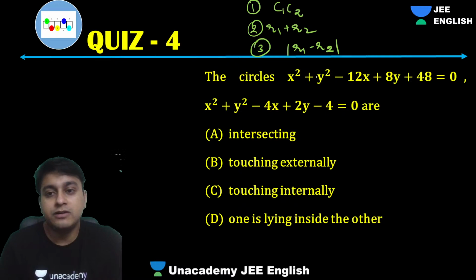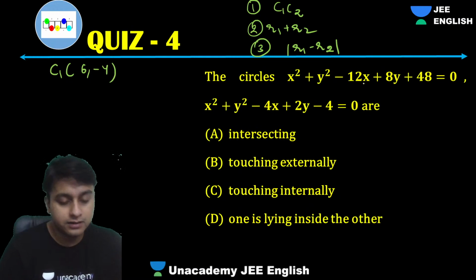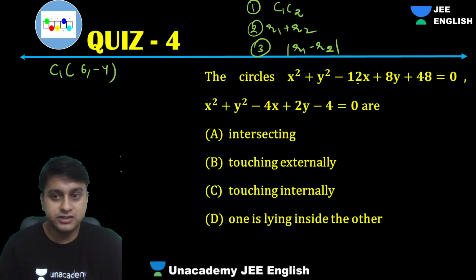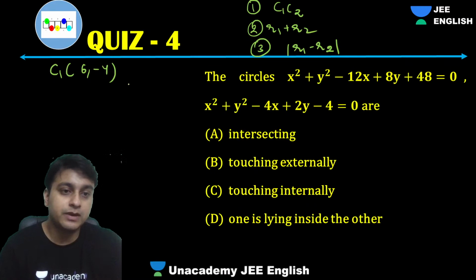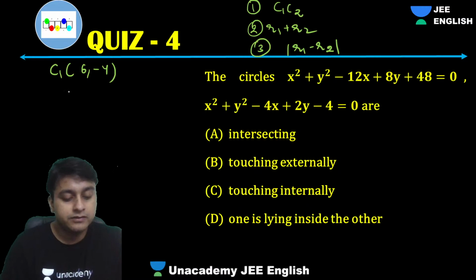So guys, let's calculate C1. C1, the center of the first circle, will be what? 6 comma minus 4, right? Minus g comma minus f, right? g will be minus 6, so minus g comma minus f. Okay, great Shivani, very good.